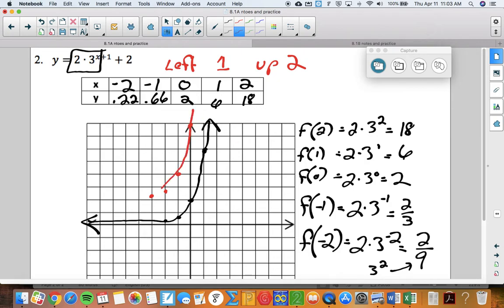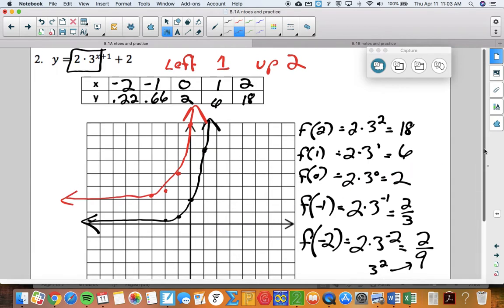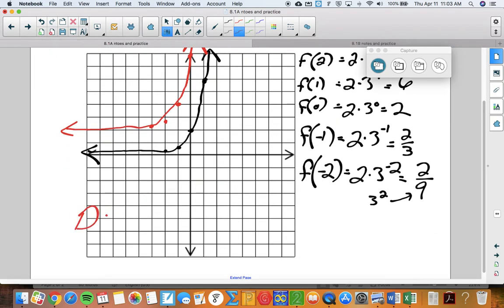And so now, how it wasn't going to touch the x-axis or y equals 0, now that I moved it up 2, it's not going to touch the line y equals 2. So my domain is all real numbers, but my range is the y's are going to have to be greater than 2 in this function.